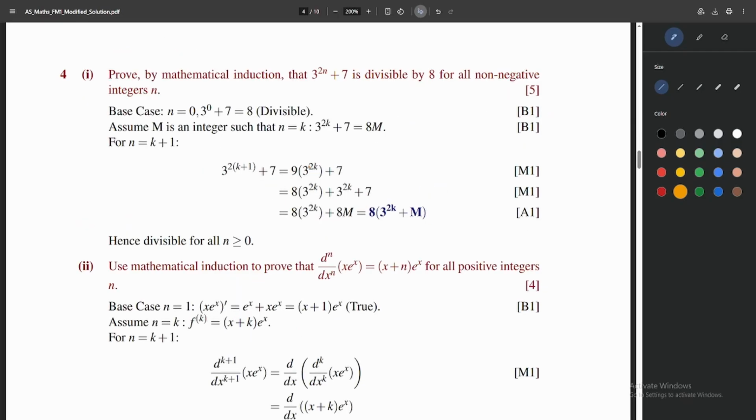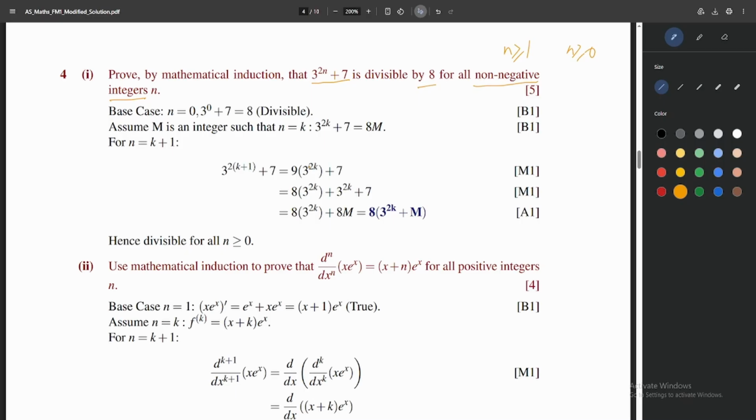So the first one is a straightforward induction question. Over here we are given this equation, 3 to the power 2n plus 7, and we have to show that it's divisible by 8 for all non-negative integers. We have to be careful here because it asks for non-negative integers. A lot of people show that it's true for n greater than or equal to 1, but it said non-negative, so it has to be n greater than or equal to 0.